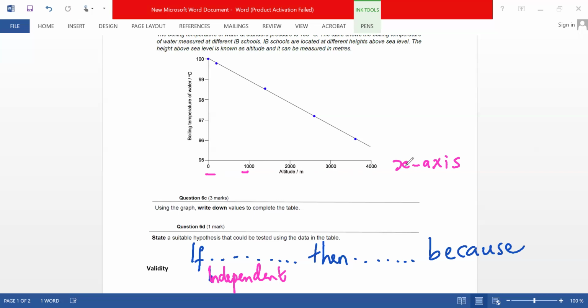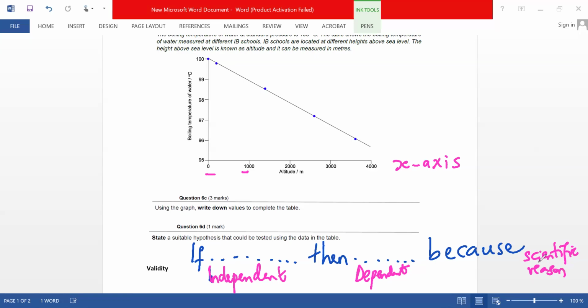So we shall say, if the altitude increases, then now comment normally on the dependent variable. It is the boiling temperature of water. What are you seeing here? We are seeing that if the altitude increases, then the boiling temperature of water decreases. So what we are seeing is decreasing. Then you attach a scientific reason. You must attach a scientific reason.